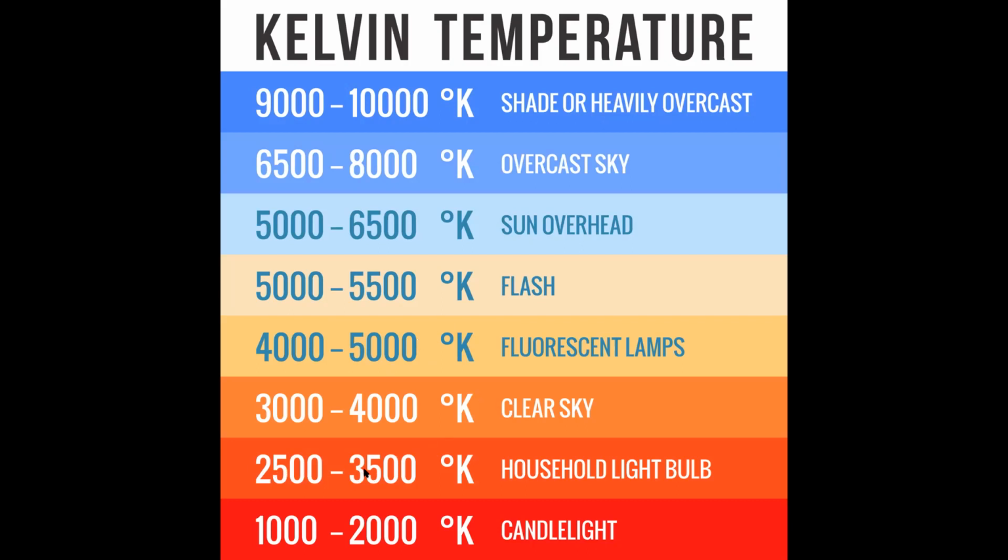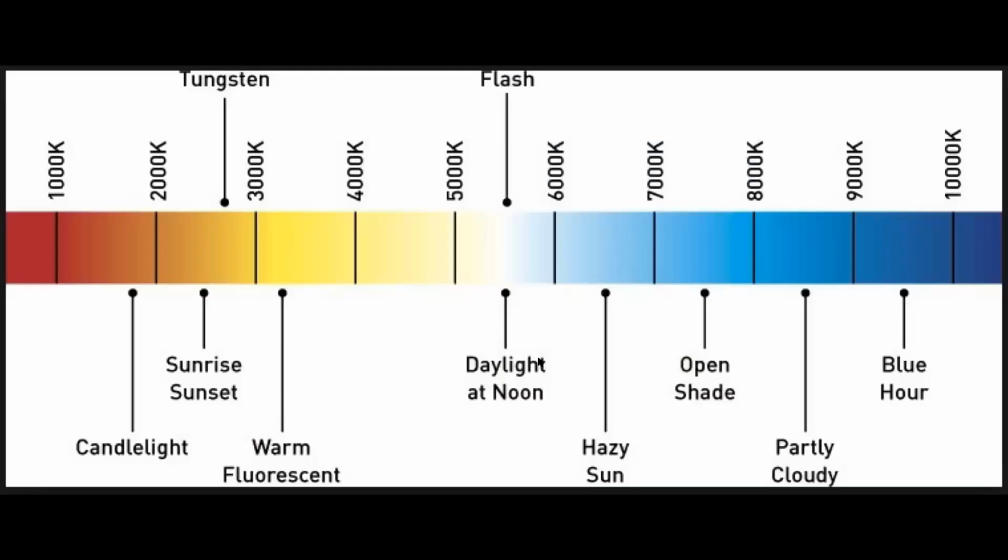Household bulb from 25 to 35. Okay, that one is actually correct. Candlelight, again, it's very close. Clear sky, no, it's not 3,000 to 4,000. That's way too warm. It should be up here, 8,000 to 10,000. So again, everybody has a different set.